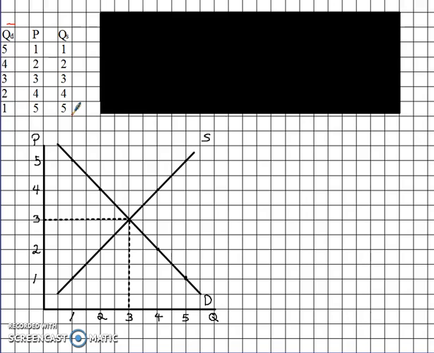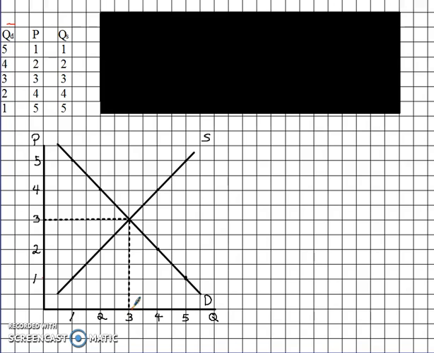So when the price was $1, producers brought 1 unit to market. When it was $2, they brought 2 units to market. And at $3, they brought 3 units to market, and so on and so forth. And then I graphed that. Price is $1, they bring 1 unit to market. Price is $2, they bring 2 units to market. Price is $3, they bring 3 units to market, and so on.